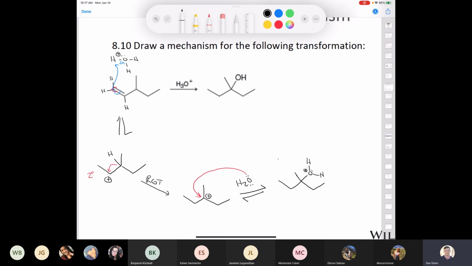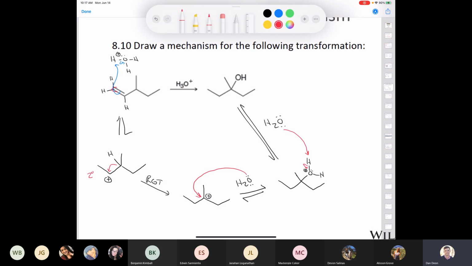And then the very last step is going to be another proton transfer. So we're going to have another water molecule come in. It's going to abstract one of these protons to regenerate the hydronium, and there you go. We have our tertiary alcohol like that.